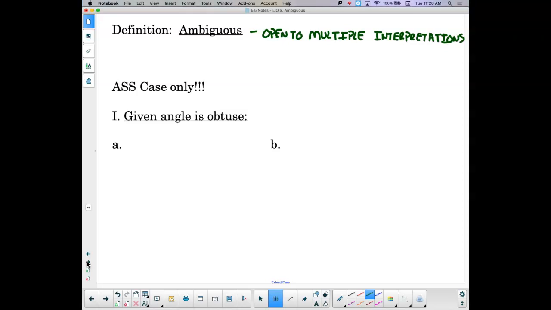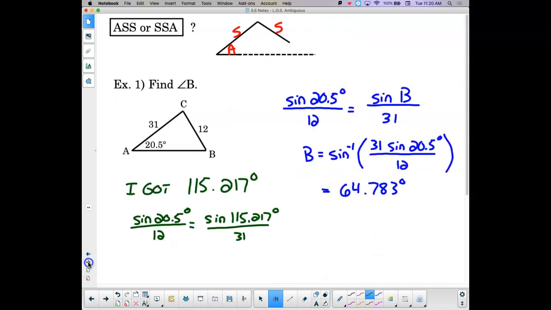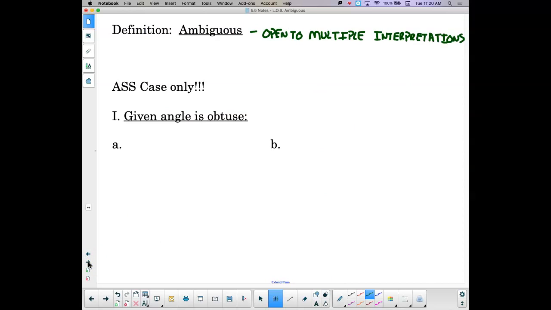Hey, focus back in because you need to be focused today. The ambiguous case is open to multiple interpretations. Now, this will only happen in the angle side case. If we're on any one of these other ones, there is not an ambiguous case. There's one triangle formed and you just go with it. It's just when you have an angle side case. So, the first scenario is if the angle that you are given is obtuse.